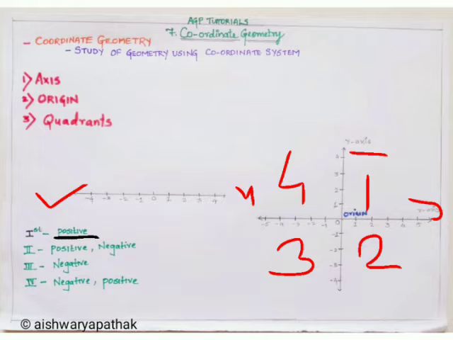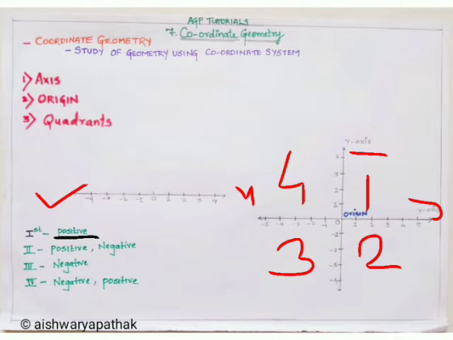Then the second quadrant consists of, look at the x-axis first. Here it is positive. The x-axis consists of positive numbers, but the y-axis consists of negative numbers. I have circled the -2 and -3 marks. Here you can see 1, 2, 3, 4, 5 on the x-axis, and here it is -1, -2, -3, -4. So what do you mean by this?